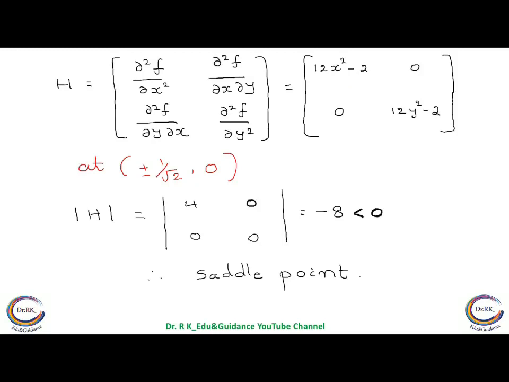Similarly, at the other point, plus or minus 1 by root 2 comma 0, the determinant of the Hessian matrix is minus 8, which is less than 0, therefore saddle point. Right? So next, the other point, plus or minus 1 by root 2, plus or minus 1 by root 2, then that equals 16, which is greater than 0, right?